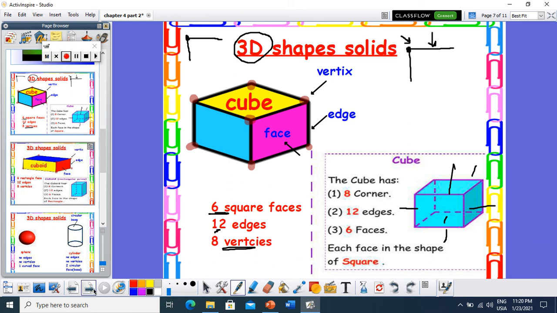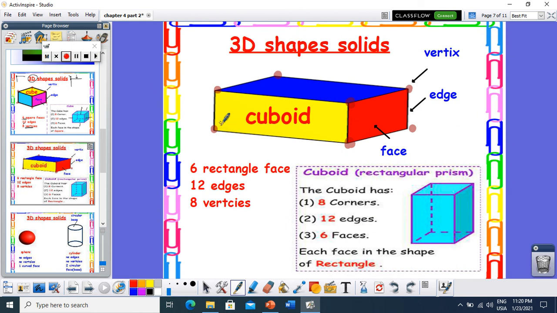Let's move to the next shape. What's your name? My name is Cuboid. Cuboid, how many edges do we have? How many straight lines do you have? 1, 2, 3, 4. And down, 5, 6, 7, 8, 9, 10, 11, 12. So we have 12 edges.